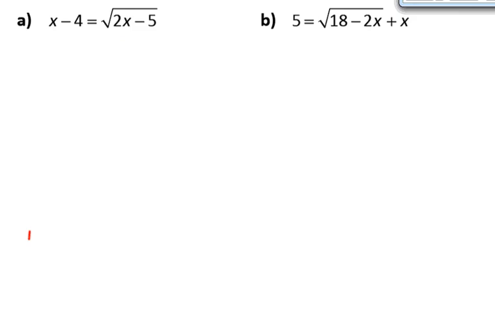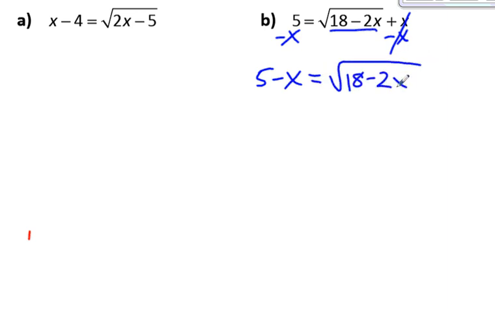Okay, our final example, B. So again, we want to isolate the radical. So notice that my radical is this 18 minus 2x. So this plus x on the end, that is not part of the radical, so we need to get rid of that first. So I'm going to subtract x from both sides. So that gives me 5 minus x equals the square root of 18 minus 2x. Now the radical is isolated, so I'm going to square both sides.